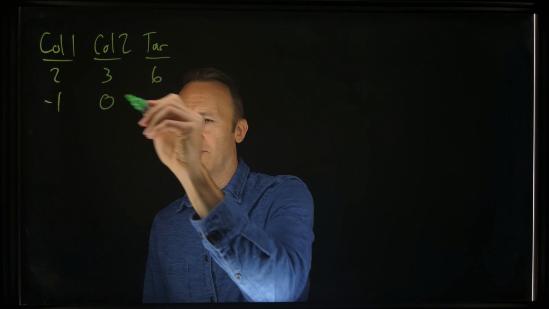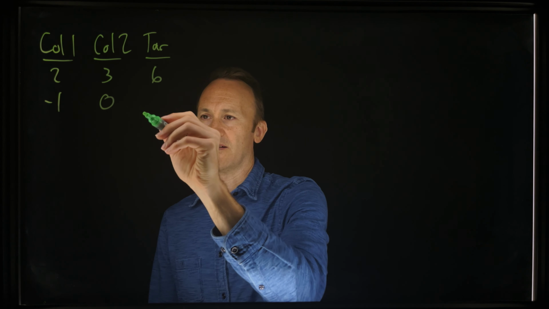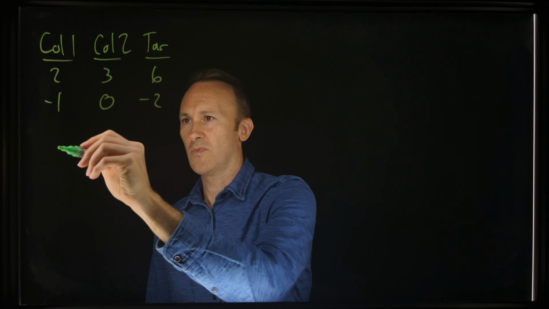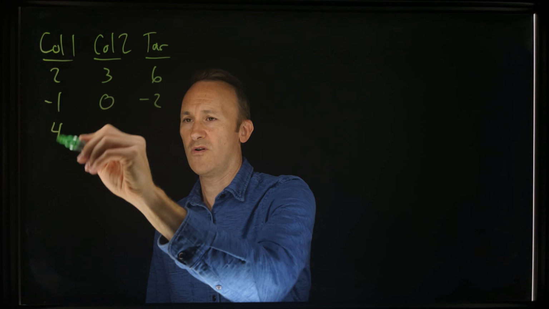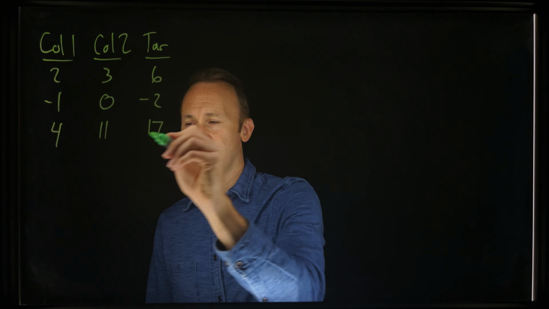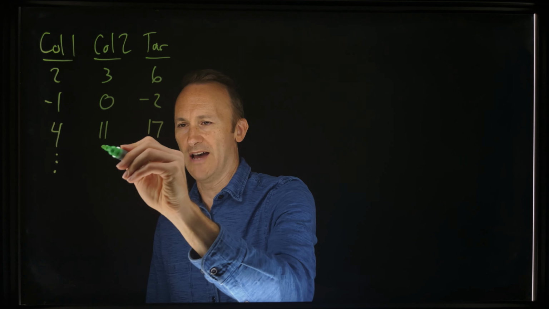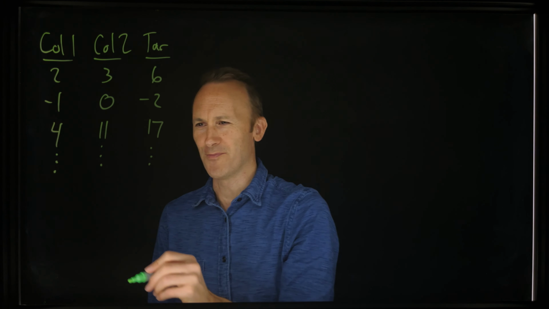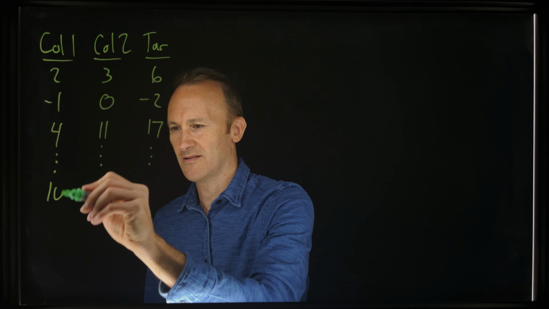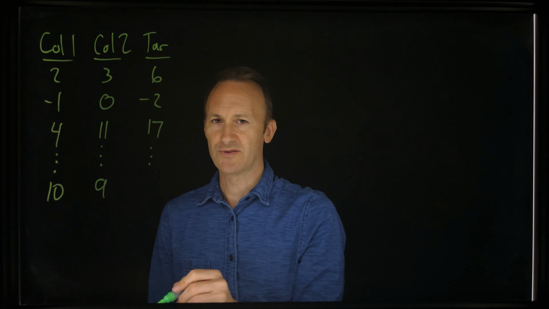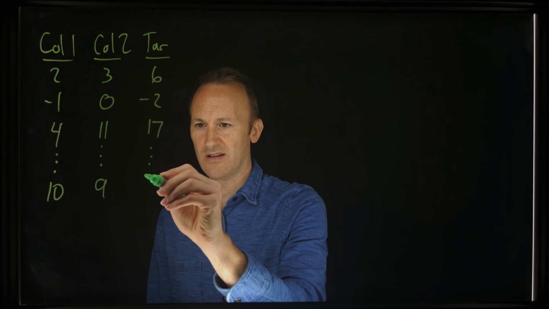-1, 0, and -2. For this one, let's go with 4, 11, and 17. And then imagine there are a lot of rows here. Okay, and I'll just put in maybe one more. How about 10, 9, and then let's go with 28.